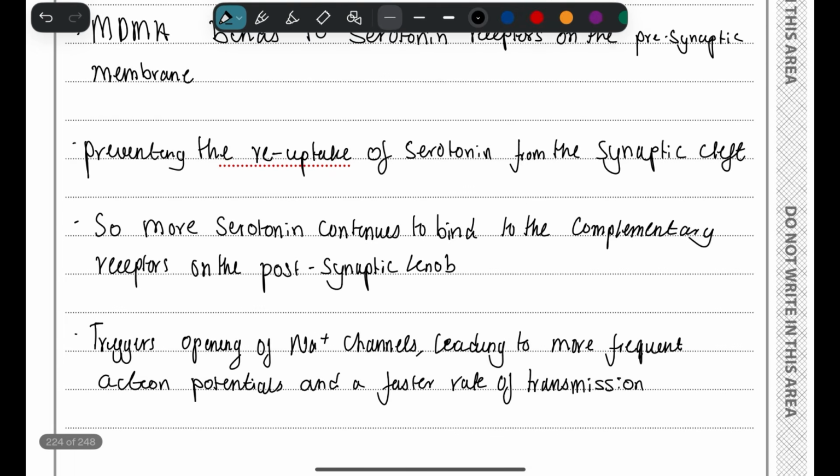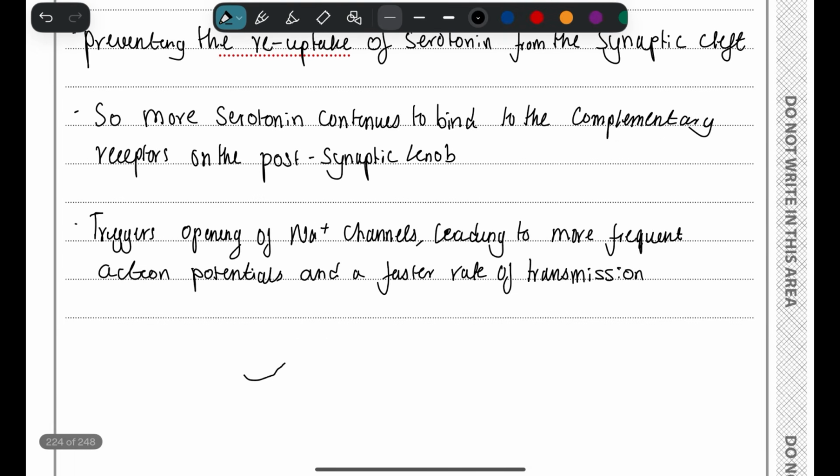Cool. If we have, so say this is presynaptic, this is postsynaptic, so what, my bad drawing. What we're basically saying is serotonin is going to stay in the synaptic cleft. Yeah. So because serotonin is still there, it means that more serotonin can bind to the complementary receptors on the postsynaptic membrane. So when serotonin binds there, it's going to trigger the opening of the sodium ion channels. And when the sodium ion channels open, you can imagine we're getting the influx of sodium, we reach the threshold potential, voltage-gated sodium ion channels open, now we're getting an action potential.